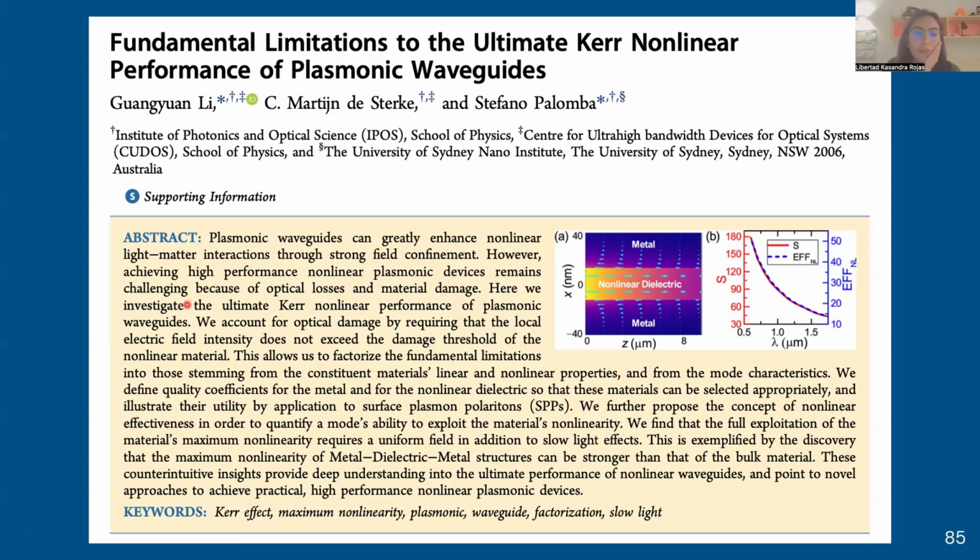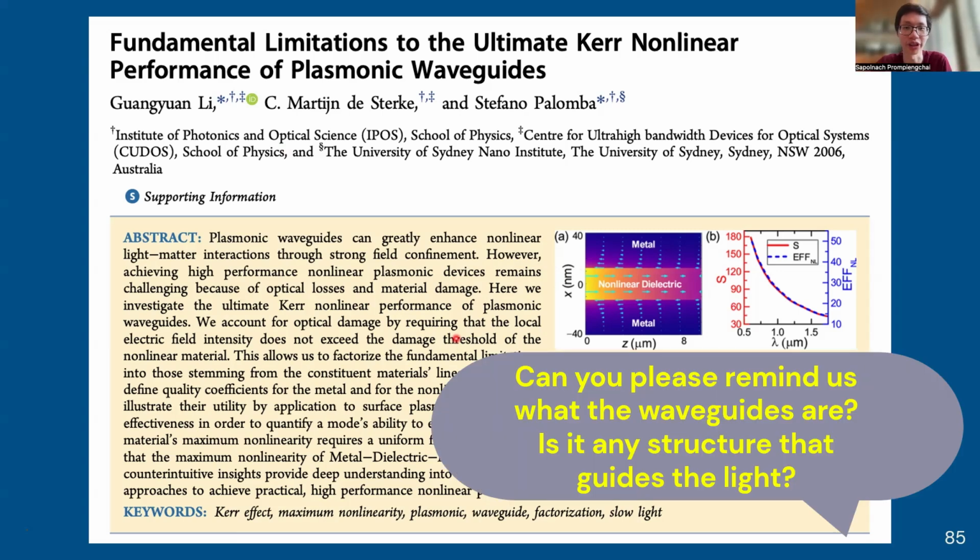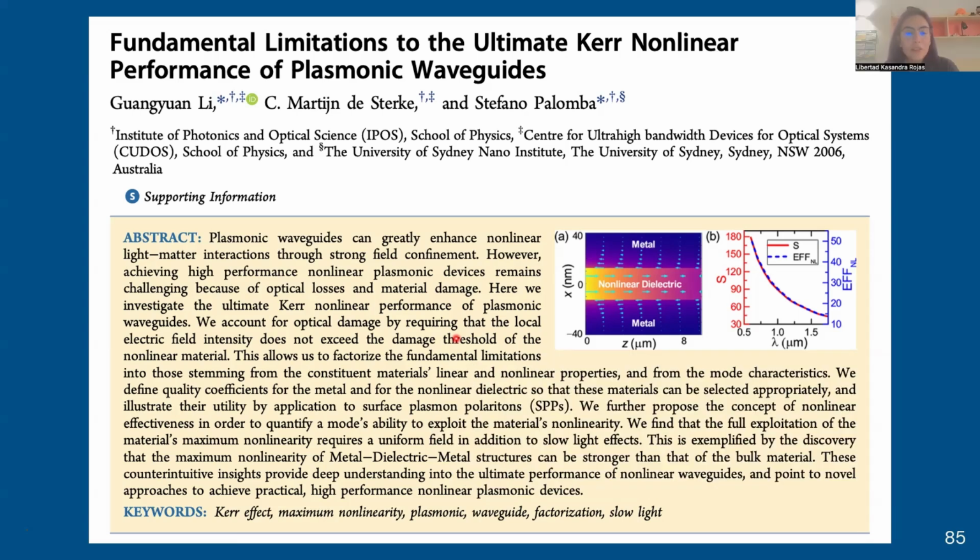Yes, of course. So you can think of a waveguide. Waveguides are just structures that allow us to guide light how we want. In the case of plasmonics, they allow us to guide light through the principle of total internal reflection. I'll just repeat the question. The question is, can you please remind us what the waveguides are, or is it any structure that guides light? Yeah, in general, it would be any structure that guides light.